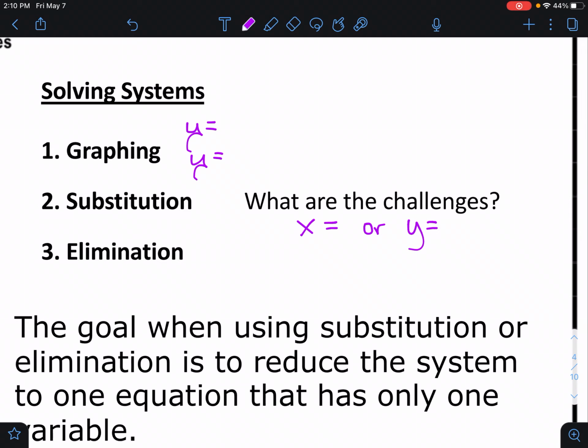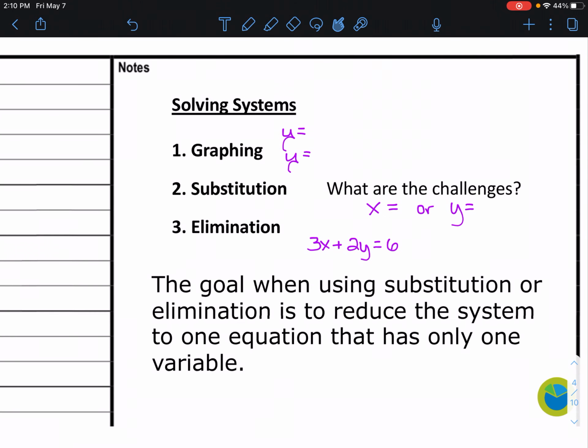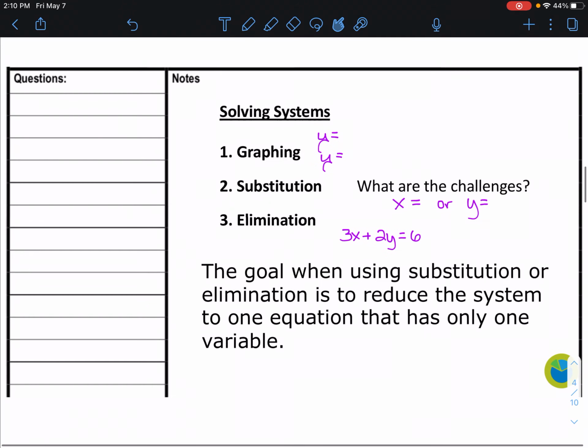They're both going to be in standard form, maybe something like this. So you won't see an x equal or a y equal. You'll have to say, okay, now what do we do? And that's really what we're going to learn. And we're going to use a concept called elimination to cancel some stuff out so we can get down to one variable.